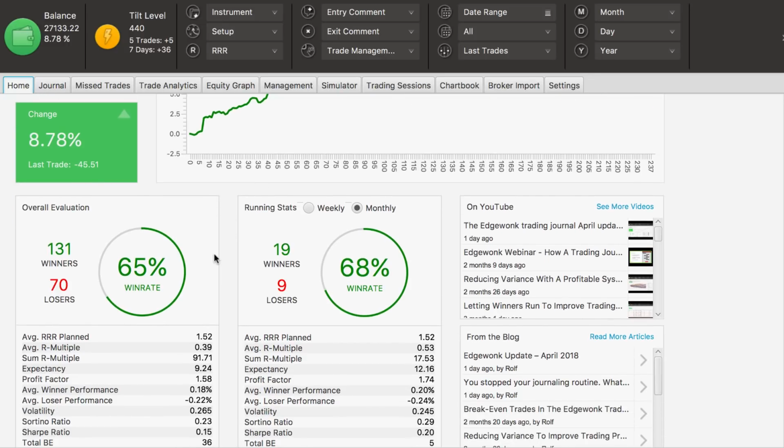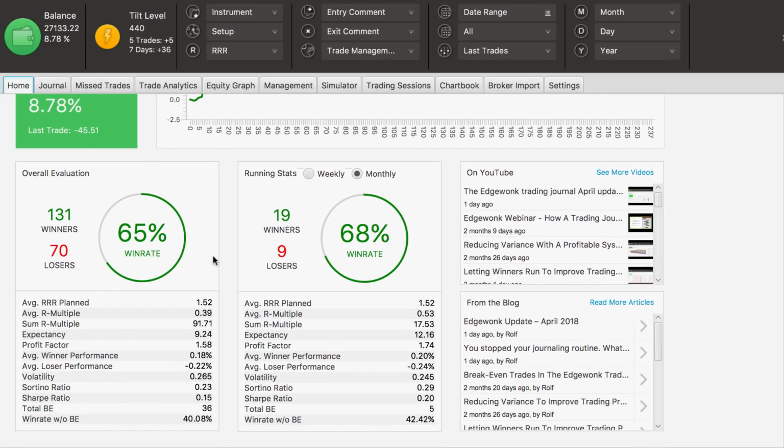When we scroll down in the overall evaluations, we see that at first glance, everything looks quite nice. We have a win rate of 65% if we count the break-even trades as wins. If we exclude them, we dip to a 40.08% win rate, which is not bad when the parameters are right. You can see an average R multiple of 0.39. We have an expectancy of 9.24. So those are all positive figures, obviously. So the trader is having a positive performance.